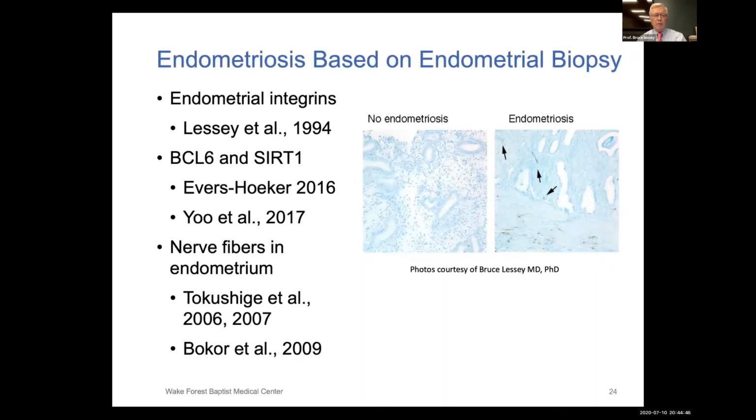We recently published that BCL6 and Sirt1 are abnormal in women with endometriosis, and others have shown that nerve fibers are also predictive of the disease. So it's possible that the endometrium might be the key to finding out which patients are affected by their endometriosis and which ones need further treatment. For example, if Beth had had this test early on, perhaps her doctors would have been more keen to operate on her, especially in the setting where she had no ovarian reserve that would have compromised that decision.